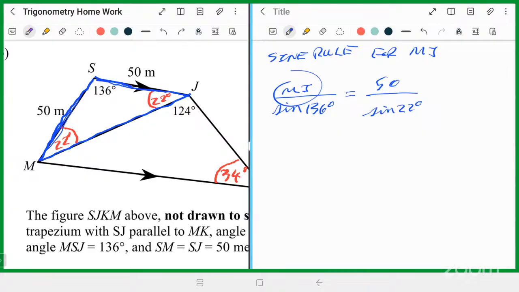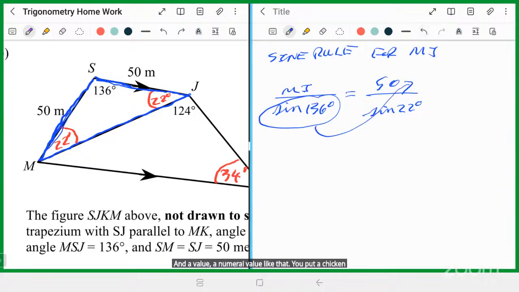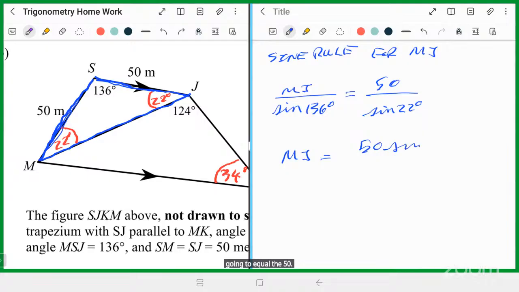Making this the subject, you take the sine of 136 and multiply it up here, and you put it behind the number. When you multiply a trig value and a numeral value like that, you put the trig after the value. You put it at the back. It means that MG equals 50 times the sine of 136 degrees divided by the sine of 22 degrees. I'm going to put that in the calculator.